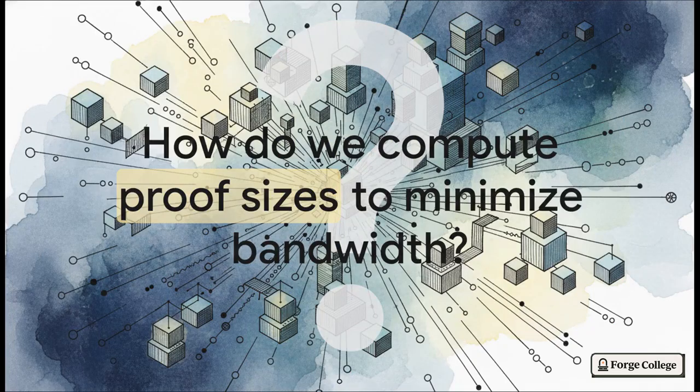And that leaves us with a pretty fascinating question for our next module. How do we compute the exact worst-case proof sizes to minimize bandwidth? We are going to tackle that head-on in efficient Merkle proofs and optimizations.